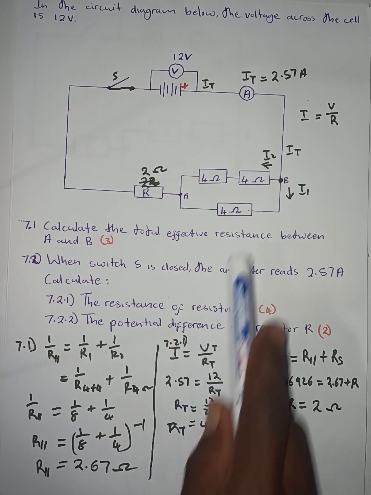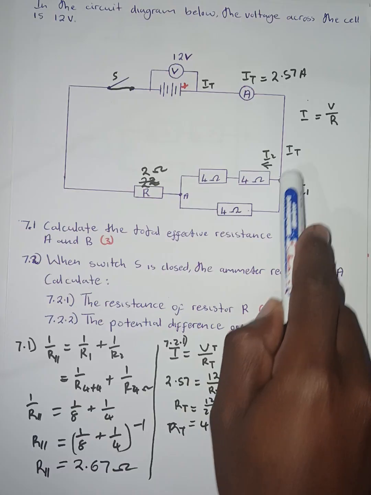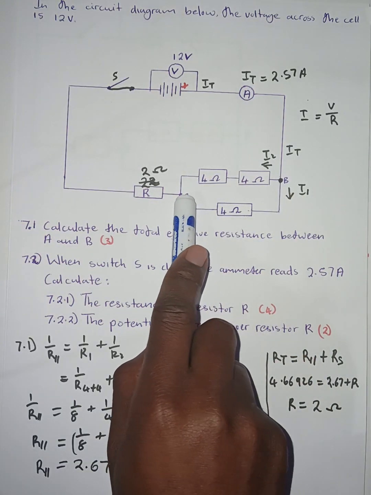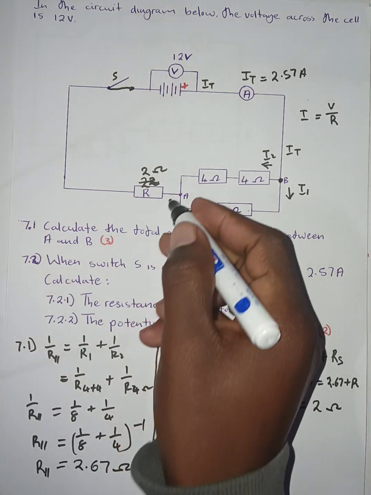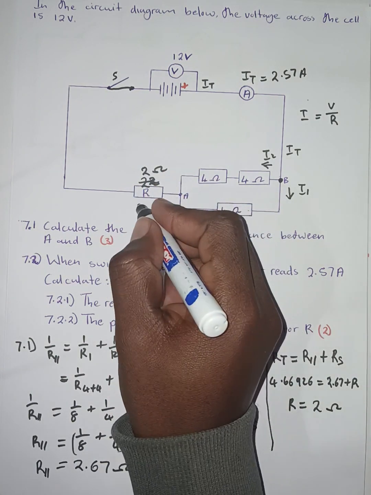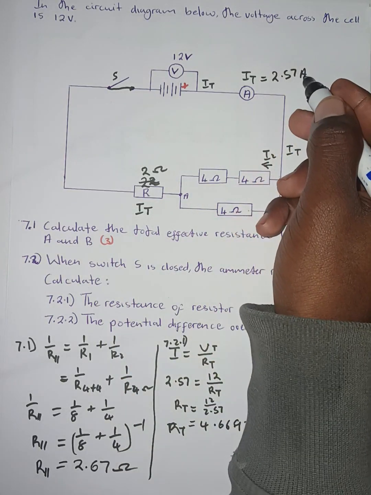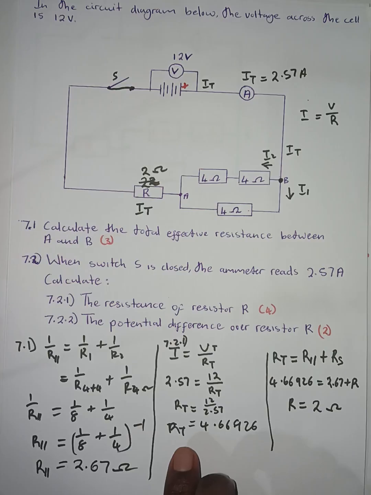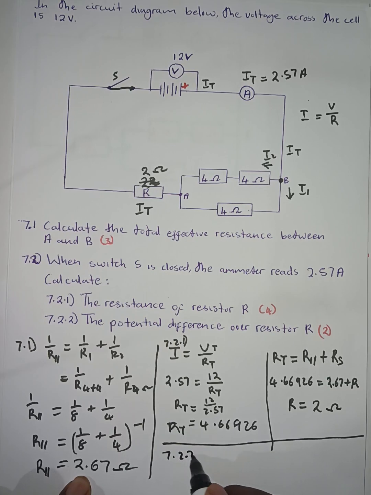But we know, now remember, when the current gets to that node, it splits. But when it gets to that point A there, it joins again, right? It becomes one. So the current that will be passing that R would be I total, right? So this would be I total, but we know that I total was 2.57. So let me just squeeze that down there. Forgive me, ladies and gentlemen. So this would be 7.2.2.